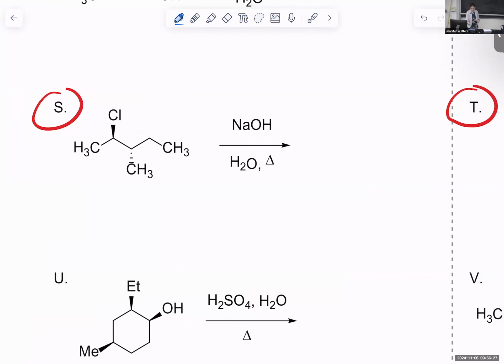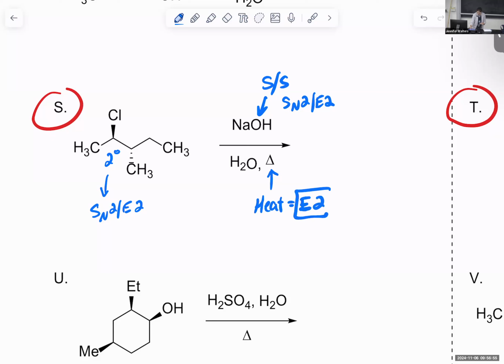For this one, I see OH minus. O minus, that's my strong nucleophile, strong base. That tells me SN2 or E2. I then look at my leaving group. That's a secondary leaving group. That doesn't help me. That is either SN2 or E2. So then I look at temperature, not solvent, because solvent doesn't help me. I see heat. Heat tells me E2. So I need to do E2 elimination.